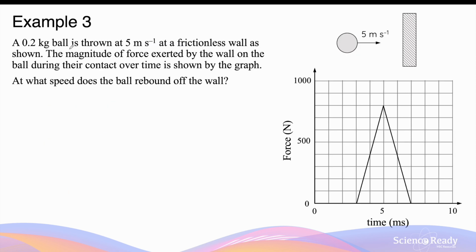A 0.2 kilogram ball is thrown at 5 meters per second at a frictionless wall as shown. The magnitude of force exerted by the wall on the ball during the contact over time is shown by the graph. At what speed does the ball rebound off the wall?